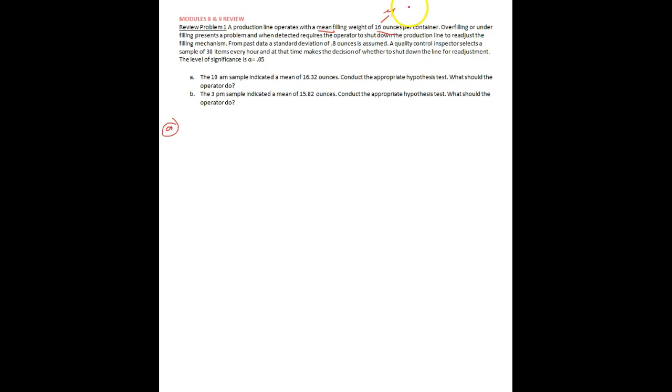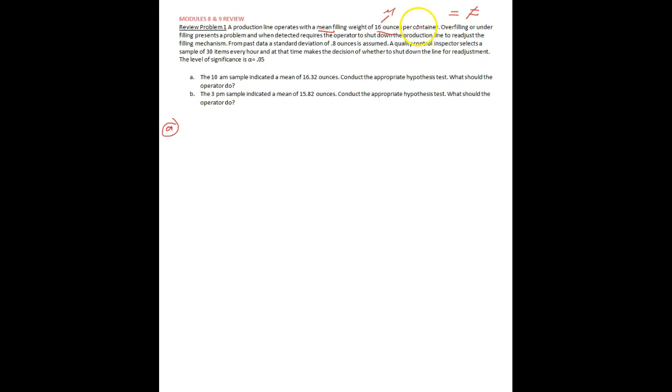Overfilling or underfilling presents a problem. So that to me suggests that we're talking about an equals, not-equals kind of scenario. If it was one or the other, like greater than or less than, overfilling would be the issue, or underfilling would be the issue. But because we're not picking a side here, we can assume it's going to be equal, not equal, because either side is bad, right? We want this machine to operate within the specific tolerance of 16 ounces. Over or under is going to be bad, and it's going to produce a bad product, okay?